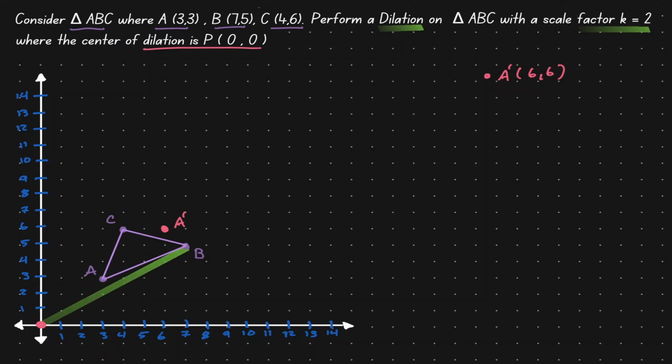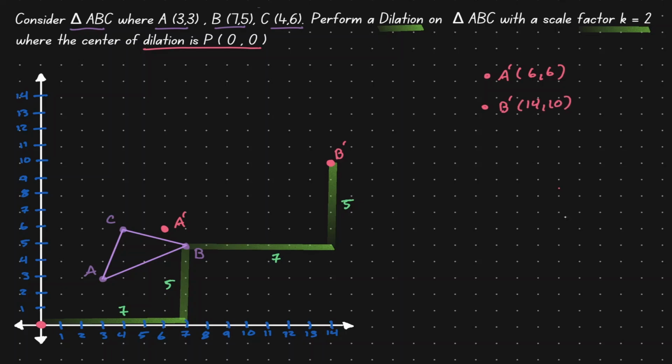Instead of looking at its diagonal distance, let's find the horizontal difference and the vertical distance. Notice that from the center of dilation, we are moving 7 units to the right and 5 units up. So now starting from B, let's perform the same movement: 7 units to the right and 5 units up. And we're going to find a new location. Let's call this B prime. Its location is at 14, 10.